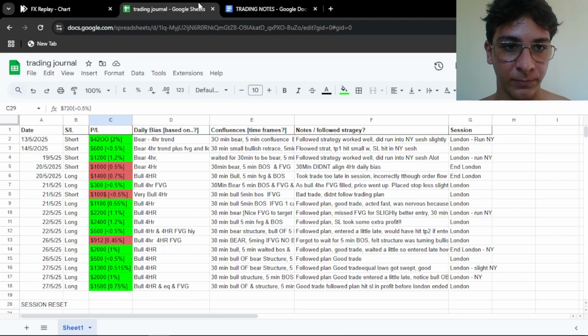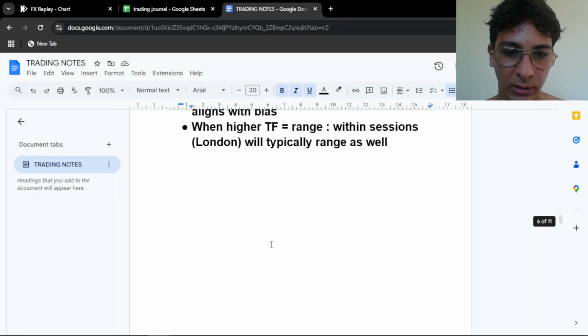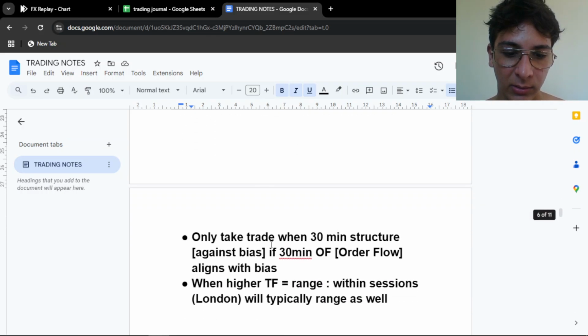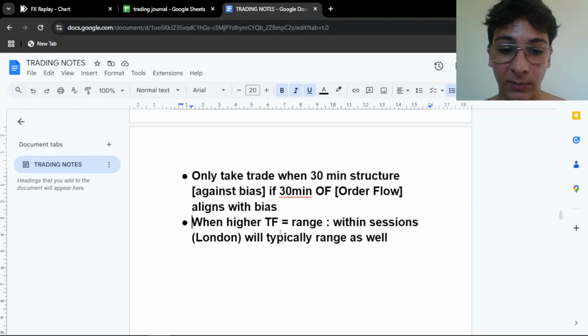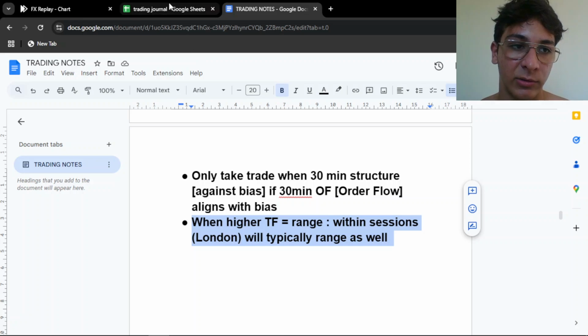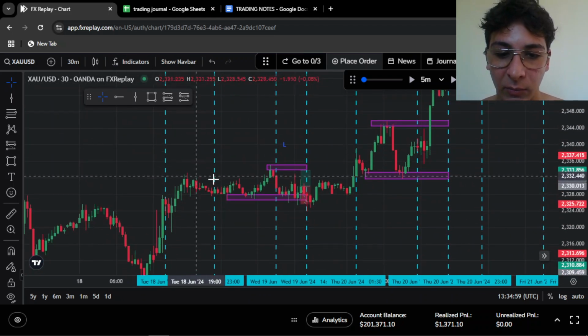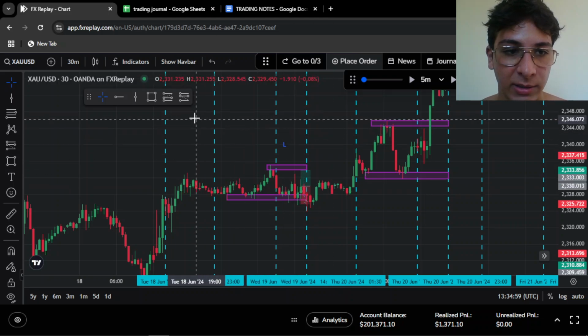So first of all, I just want to tell you guys about this new rule that I made. When the higher time frames are in a range, then within sessions it will typically range as well. So when the 4 hour and the daily is ranging, then within each session here it will typically range.